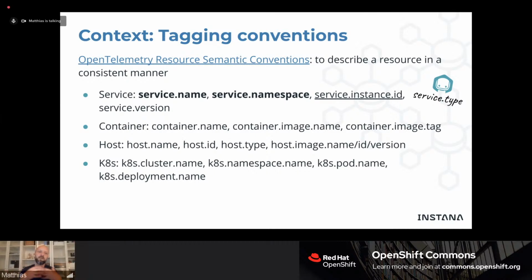We can see, okay, this service belongs to this container, to this host, to this Kubernetes pod, for example. And the other way around also, right? The information that we've gathered from all these different other instances are common tagging schemes that we can use to correlate one to the other.